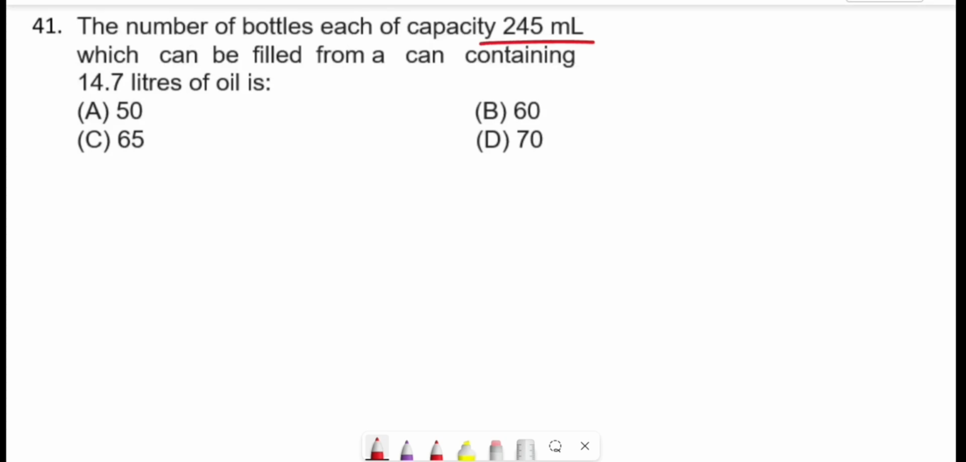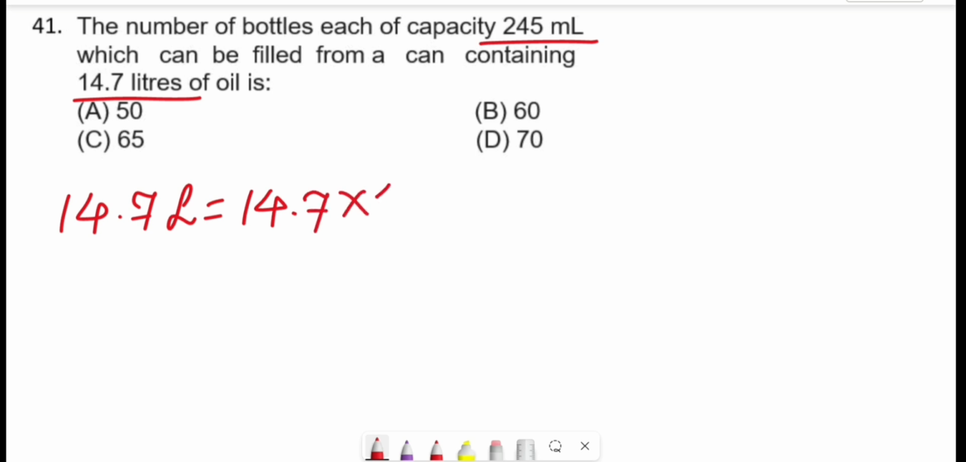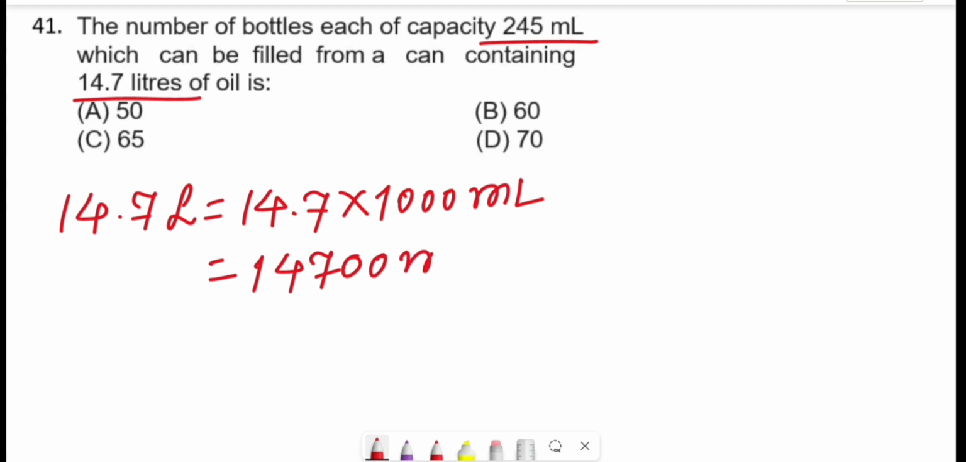Here in this question we have to find out the number of bottles, each of capacity 245 ml, which can be filled from a can containing 14.7 liters of oil. Okay, 14.7 liters is given, so for that we have to convert it to ml. 14.7 into 1000 will give the value in terms of milliliters. So, calculate the number of bottles.